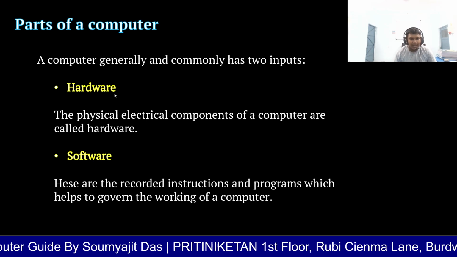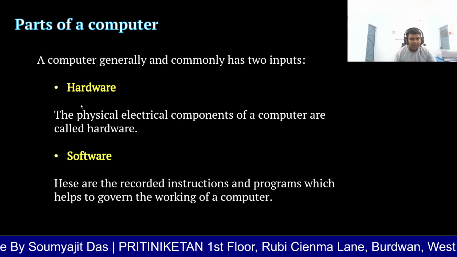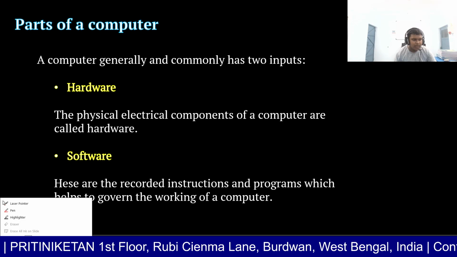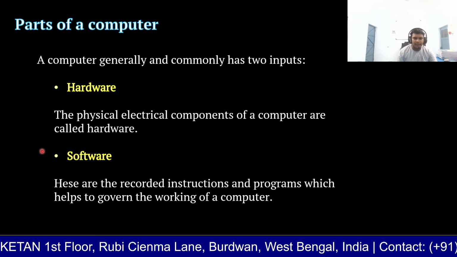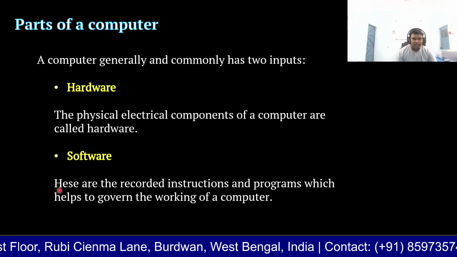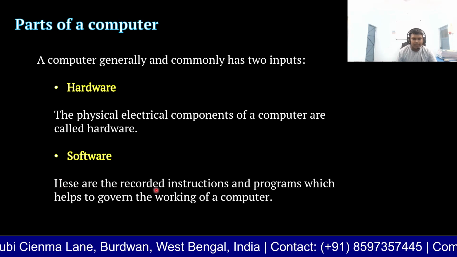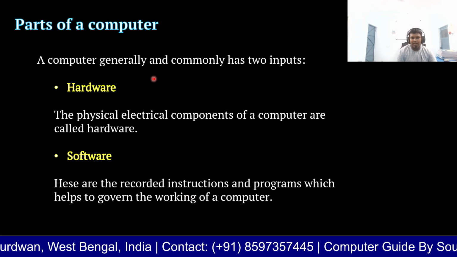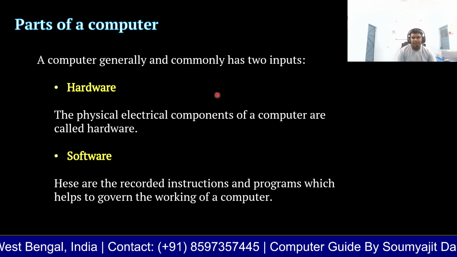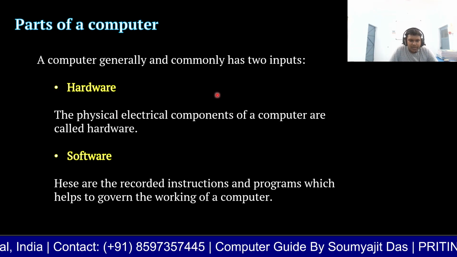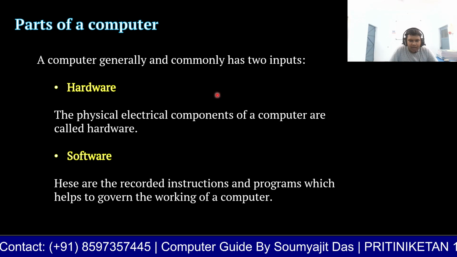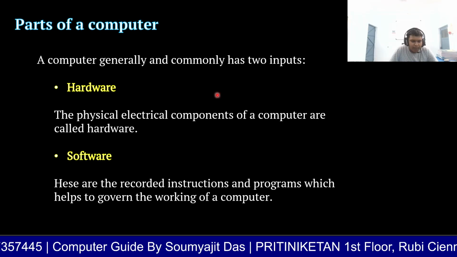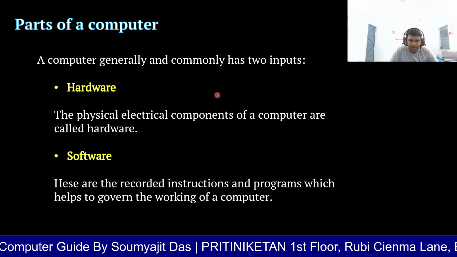A computer mainly has two parts. One is hardware. The physical electrical components of the computer are known as hardware. Next, we have software. These are the recorded instructions and programs we need. Let's take some examples of hardware. Let's say you use a monitor. This is an example of hardware. The way in which it renders the output, or the programming behind it, is the software.